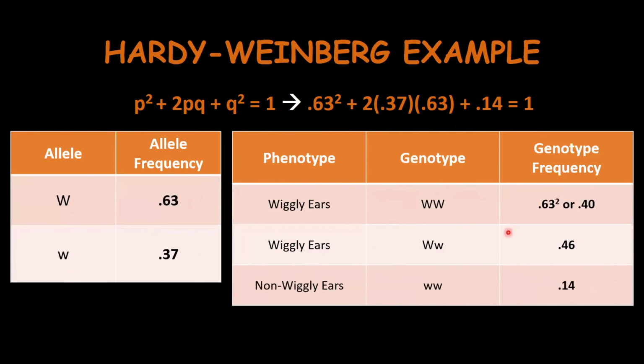So if we wanted to know homozygous dominant, that's going to be the 0.4, or our dominant squared, or I'm sorry, our P squared, which is the 0.63. Our wiggly ears, which would be our 2PQ. So that's our P times our Q times 2, which is the 0.46. And then our homozygous recessive genotype, which is our Q squared, which is the 0.14. So that's a ton of math really quickly.